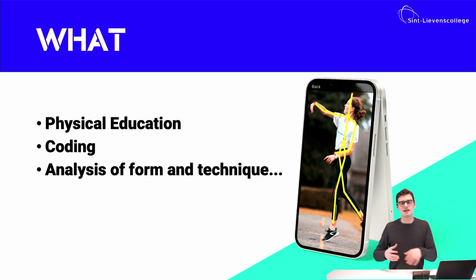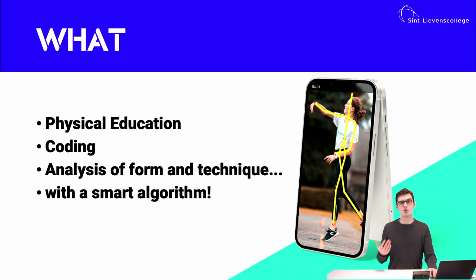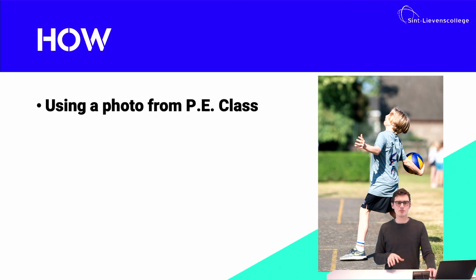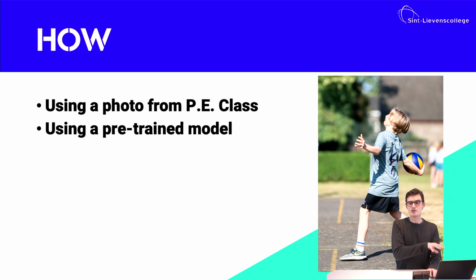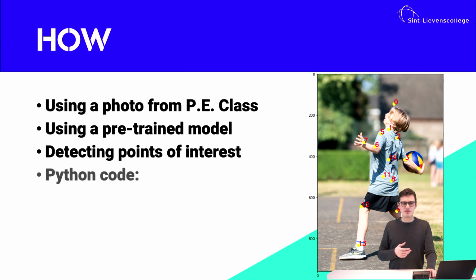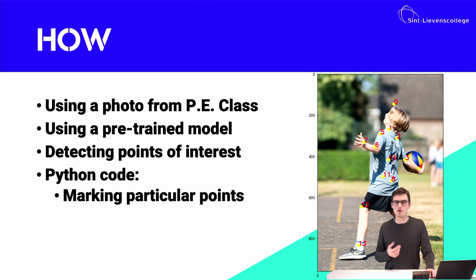We'll be performing an analysis of form and technique using a smart algorithm or a pre-trained AI model. How do we approach this subject? We'll be using a photo the students take in PE class. We'll be using a pre-trained model in my computer sciences classroom. The AI model will be able to detect points of interest on the student who took the picture. And then, using Python code, we can enumerate those points of interest, and mark a particular point of interest, for example.